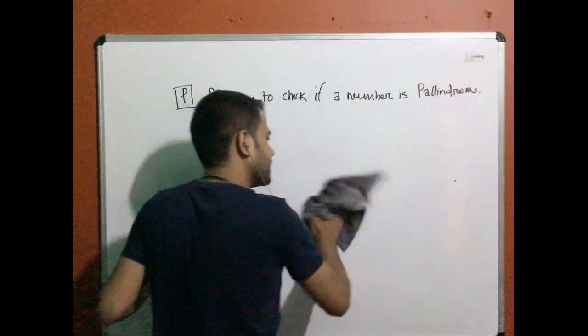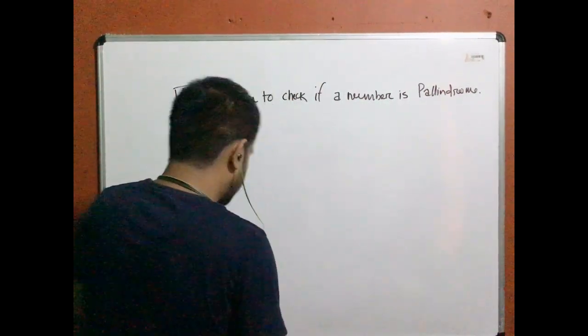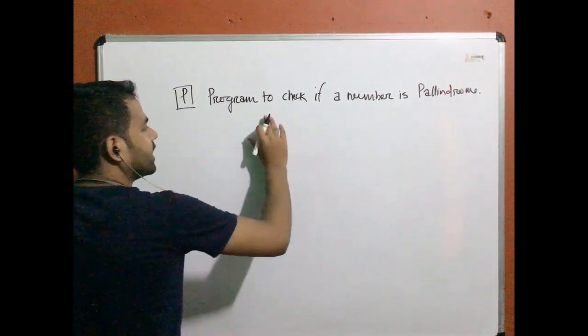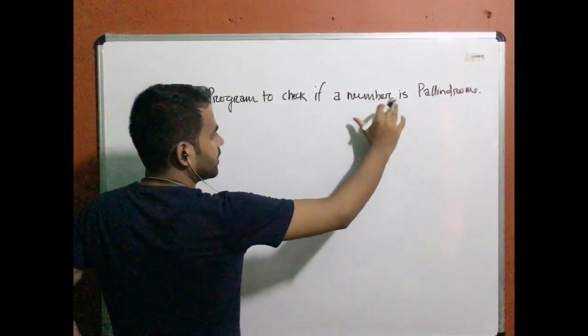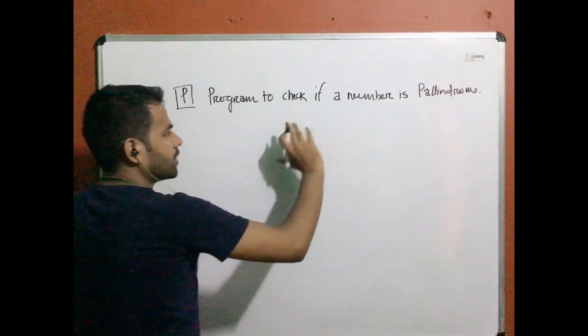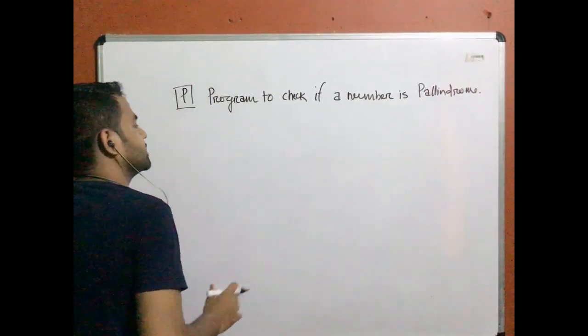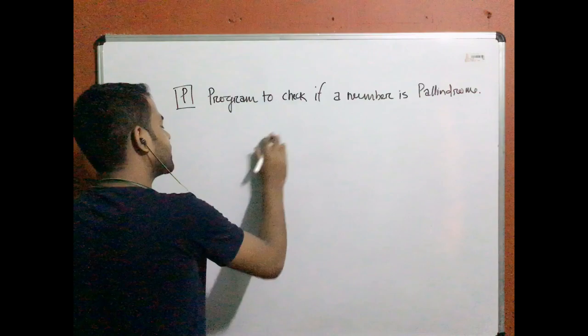So directly we'll write the program. We have to write a program to check if a number is palindrome or not. But before palindrome, I need to find the reverse, right? So let's start writing the program.